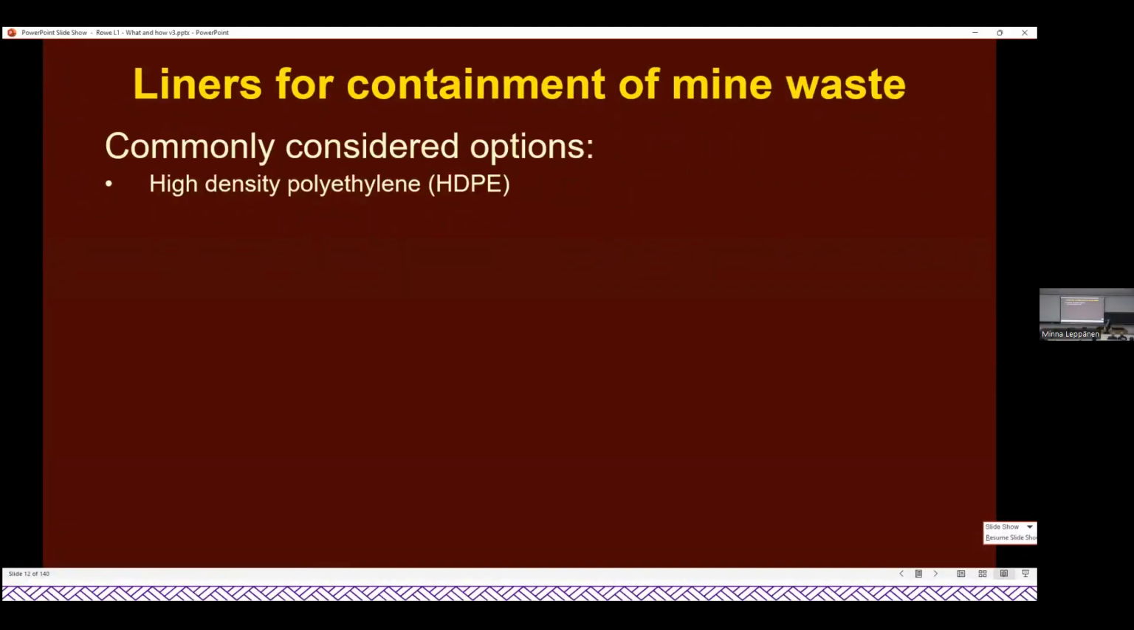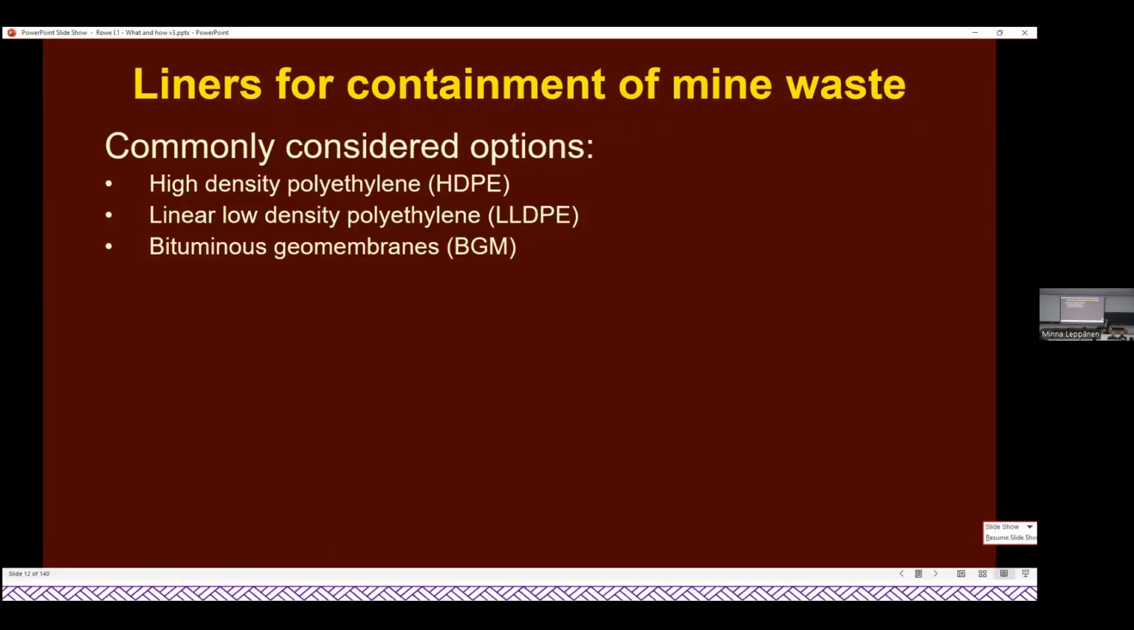So there are a number of materials that we consider when we're talking about liners. In the geomembrane world, we think of high-density polyethylene, linear low-density polyethylene, bituminous geomembranes as 3 of the more common ones. Then we have geosynthetic clay liners and compacted clay liners.